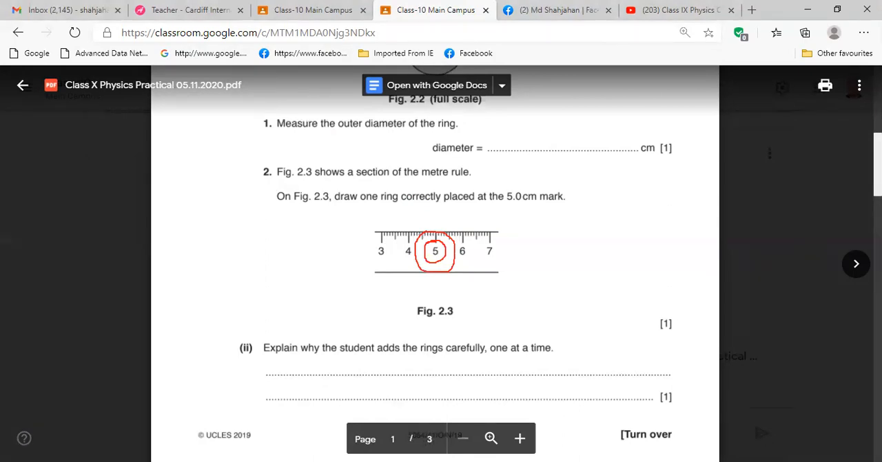Okay, now explain why the student adds the rings carefully one at a time. Why? Otherwise they will fall, so to make sure the rings don't fall off and to be more precise, so that the exact point will stay. Okay, very good.